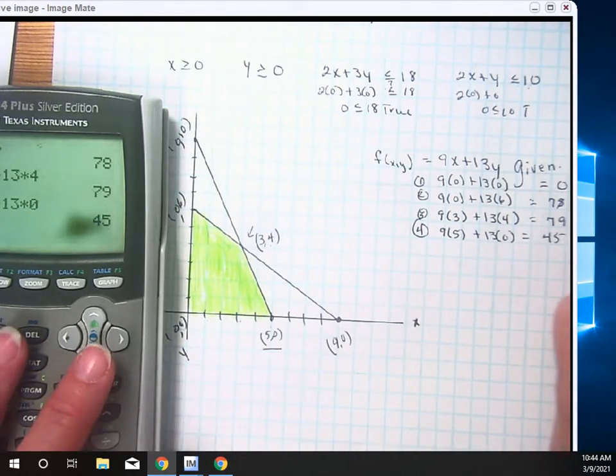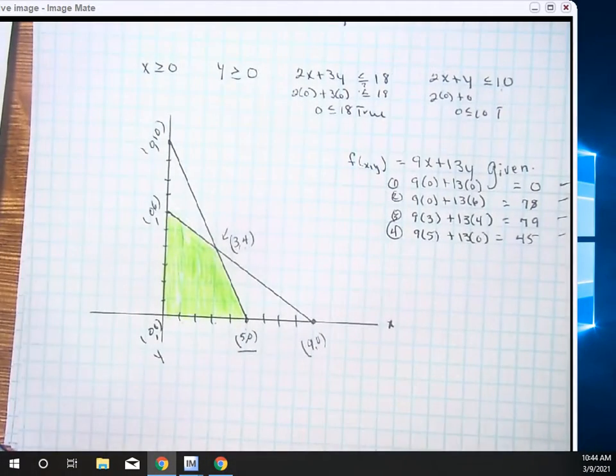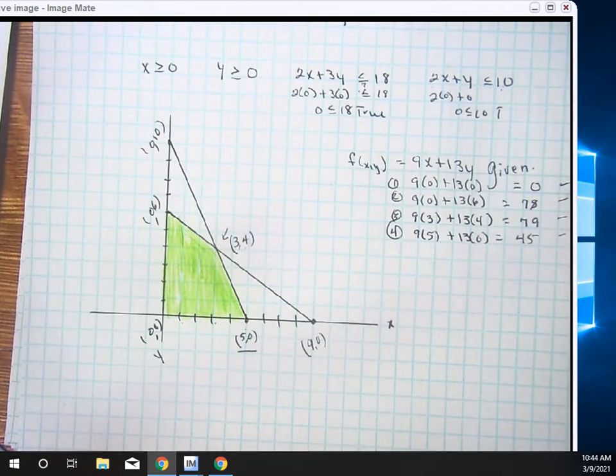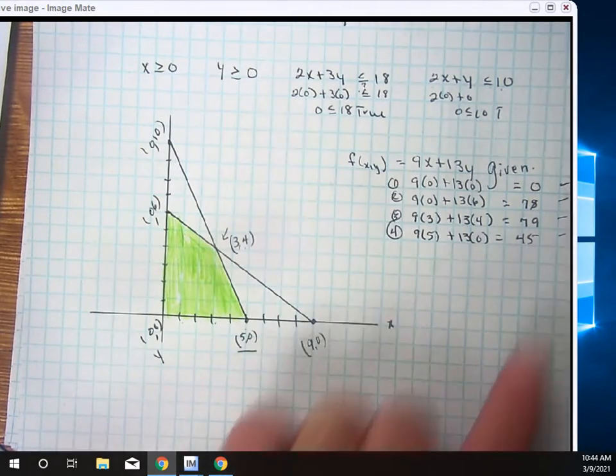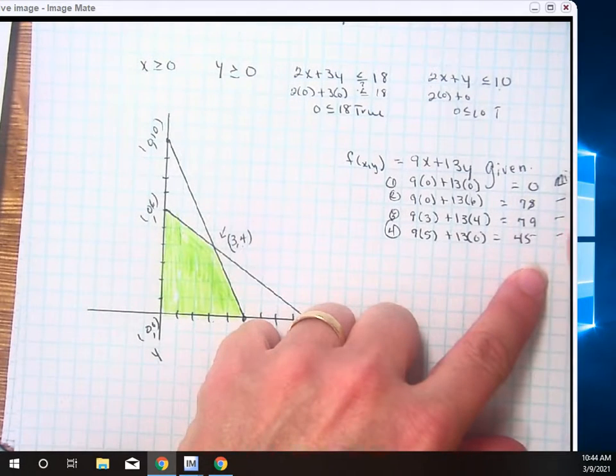So I'm looking at these numbers out here to the side. Which one gives me the maximum number and which one gives me the minimum number? Well, which one's the largest and which one's the smallest? This is the minimum. This one is the maximum.